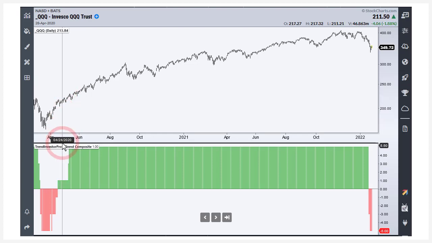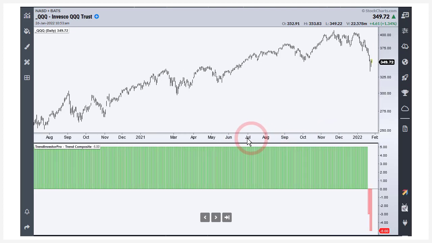So we can see that the indicator went from +1 to +3. When it's at +3, that means 4 of the indicators are bullish and 1 is bearish. And then it was at +5 for a long time, which means all 5 indicators were bullish.